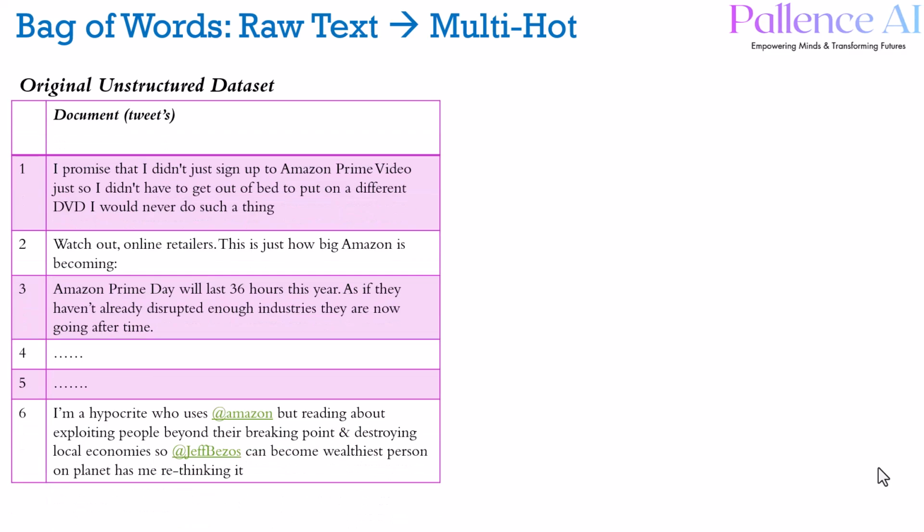Now let's look at the bag of words model. How does the actual final data set, that structured numeric data set for a bag of words model, look like? How do we go from this raw text to this multi-hot numeric format? Okay, let me show you. For example, our original unstructured raw data set looks like this. Again, it's the same thing. I just took the tweets for Amazon.